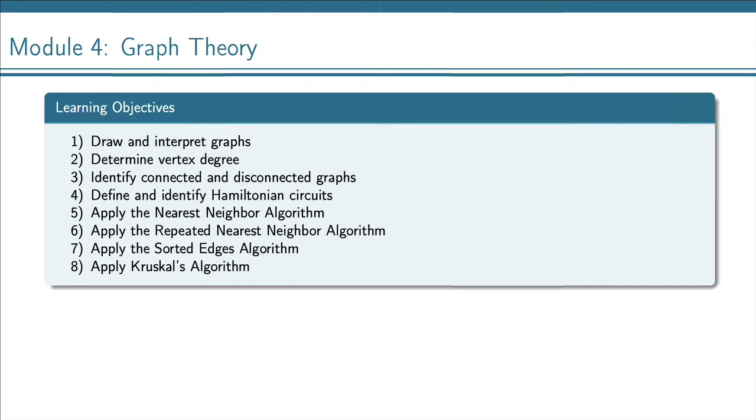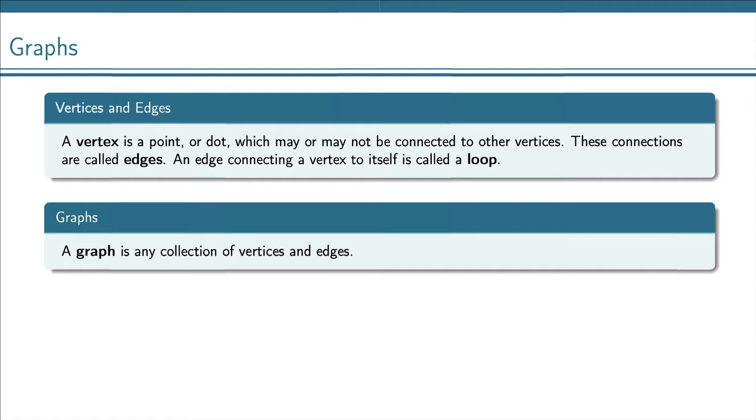So there's a lot of things that we're going to be covering in this module. We'll talk about some definitions, just to lay the groundwork for what we're talking about. And then we'll talk about specific algorithms that are useful in determining useful types of graphs. So we'll start by just talking about the definition of a graph.